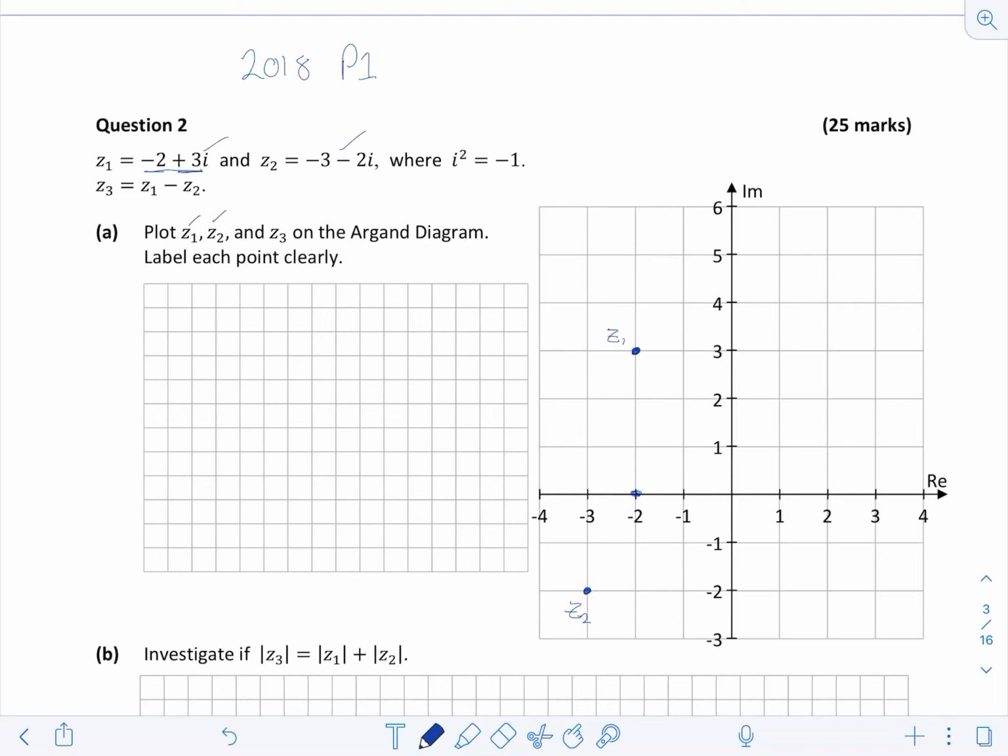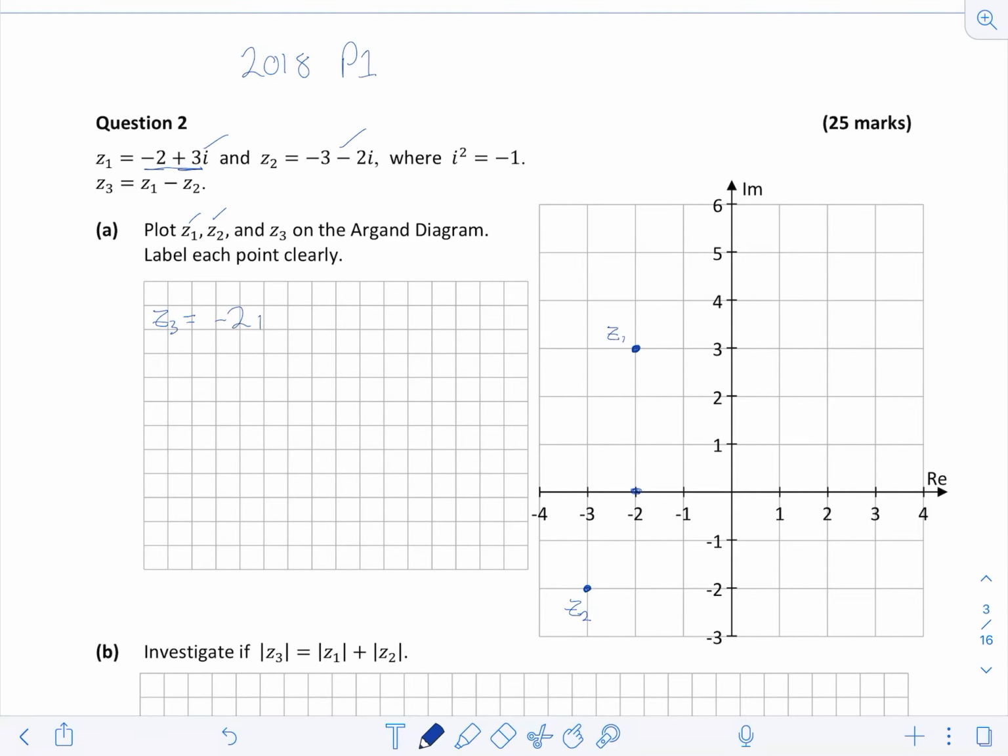But I now need to plot Z3. And to get Z3, I need to take some stuff away here. So it's Z1, which is minus 2 plus 3i, and I have to take away Z2. I need those brackets there because if I didn't have them, I wouldn't know to do the sign change. Okay, so it's just keeping everything in order.